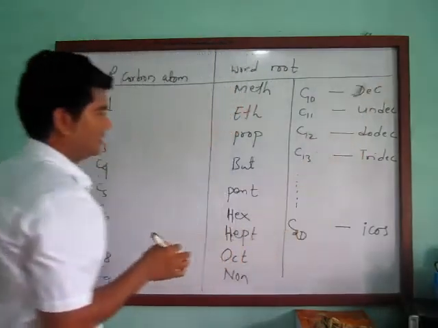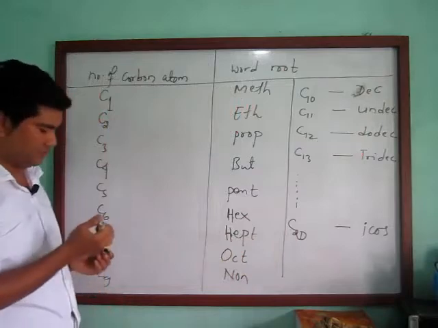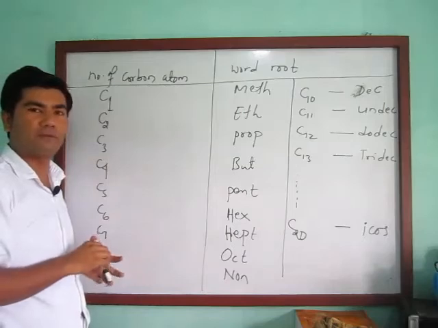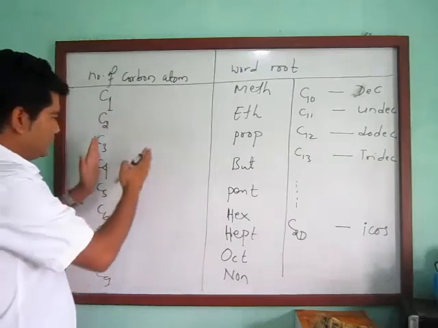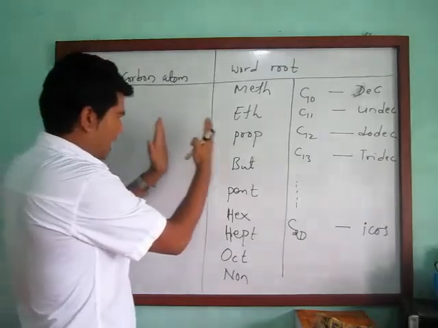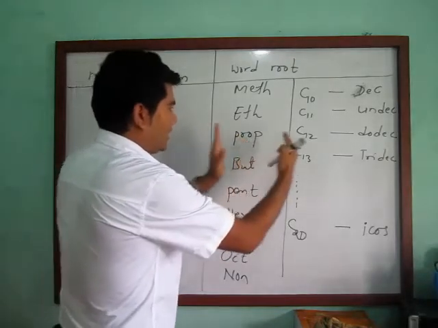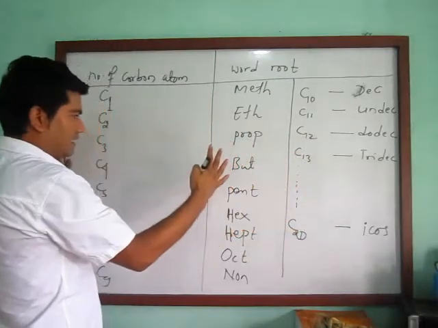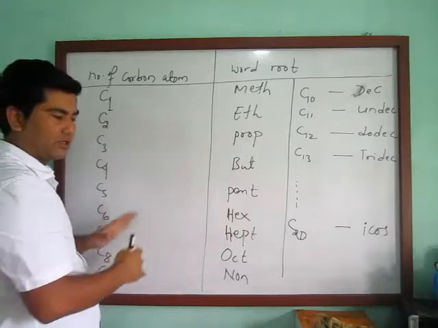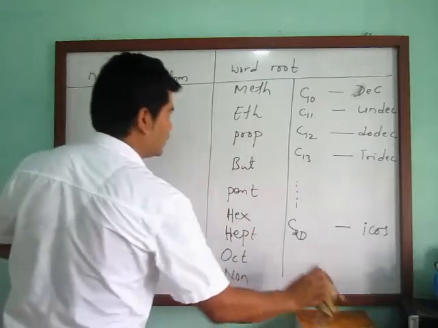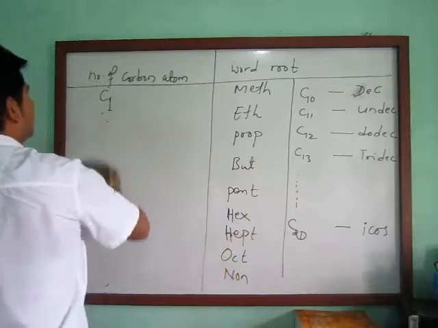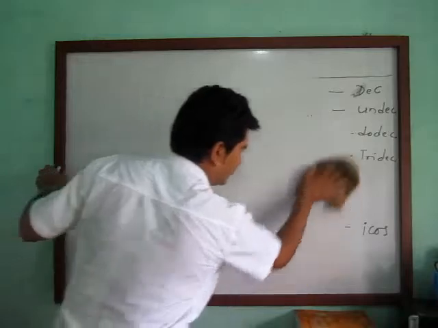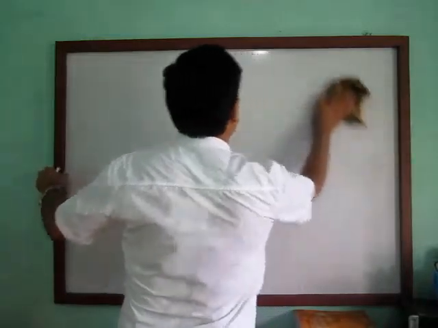Okay, like this, we should use the word root to give names to organic compounds, and we should use the prefix first, the word root in the middle, and then a suffix. So these three are added together while giving names to organic compounds. So everybody, our next heading is prefix.